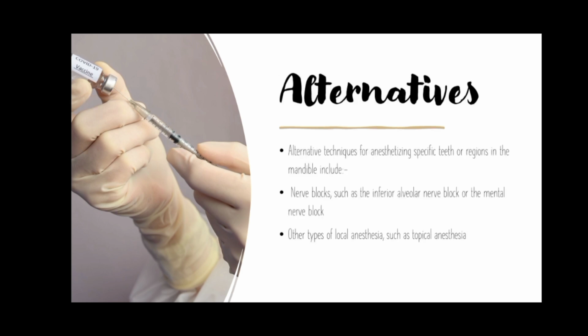Alternatives. When infiltration is ineffective, then we can use inferior alveolar nerve block for molars and premolars, mental nerve block for soft tissues in the anterior mandible, intraligamentary, intraosseous or intrapulpal injections for supplemental anesthesia, topical anesthesia for minor procedures involving the soft tissues.